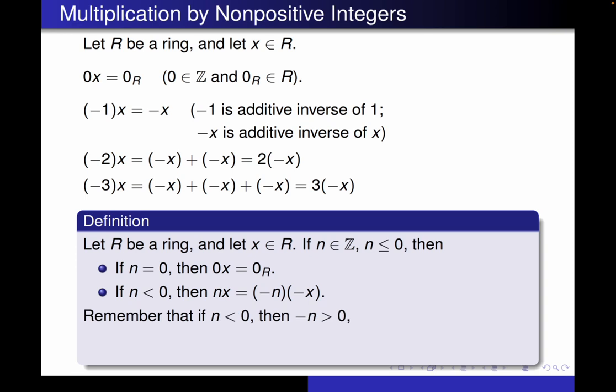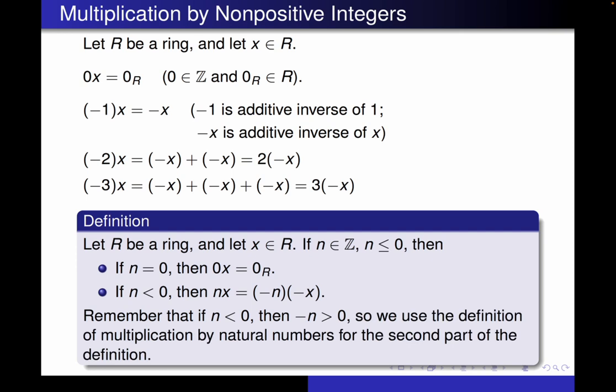And again, I do want to point out that if n is less than 0, -n is going to be greater than 0, which means that saying what (-n) times -x is, we already know what that is because we've already defined what it means to multiply by a natural number. All right, so we can use the definition of multiplication by natural numbers for the second part of the definition, right? The right-hand side of the equation. And that tells us what the left-hand side of the equation is, multiplication by a negative integer.